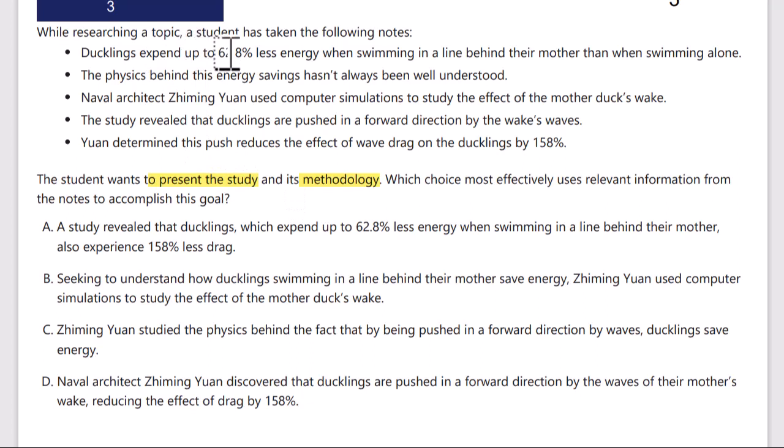Ducklings expend up to 62.8% less energy when swimming in a line behind their mother than swimming alone. The physics behind this energy savings hasn't always been well understood. Naval architect Zhiming Yuan used computer simulations to study the effect of the mother duck's wake. This is the method. He used computer simulations to study the effect of the wake. Okay. The study revealed that ducklings are pushed in a forward direction. That's a conclusion or finding.